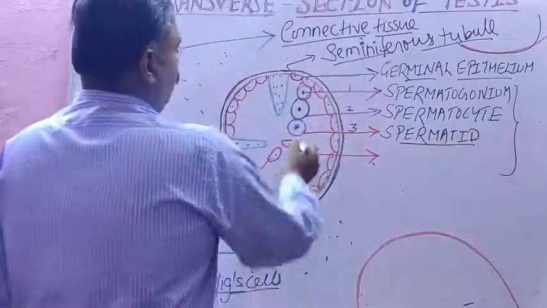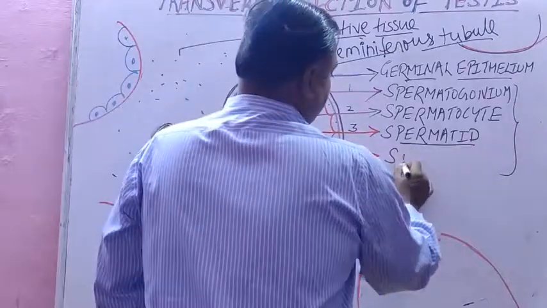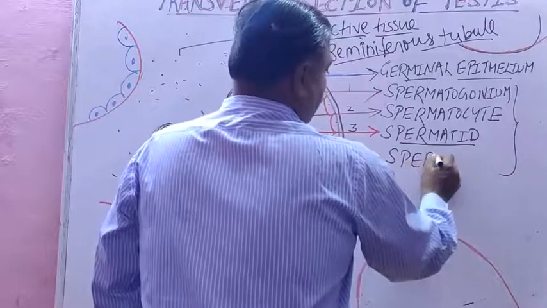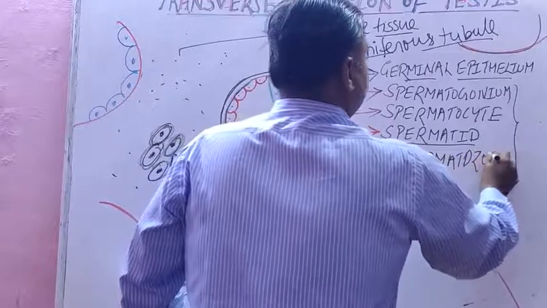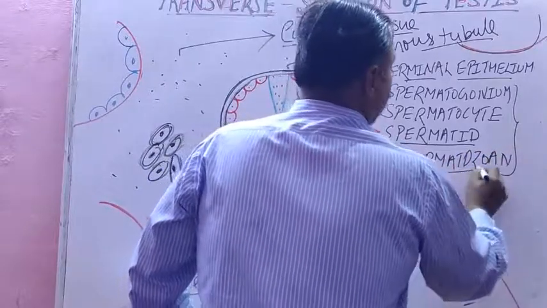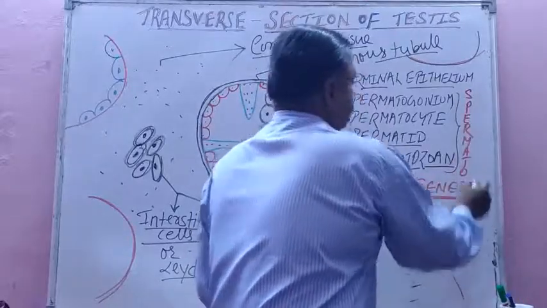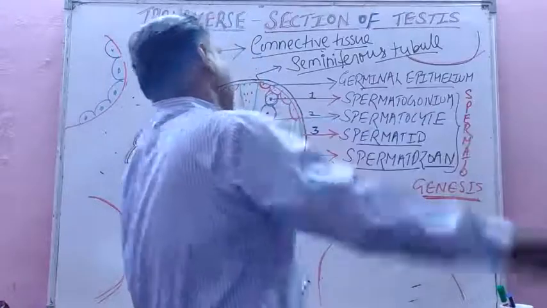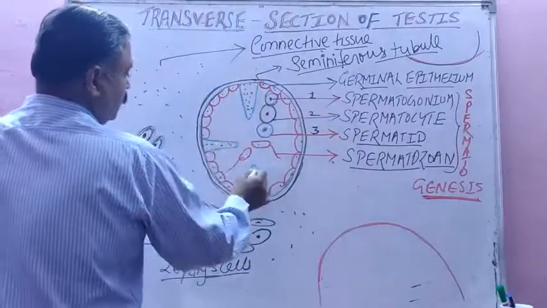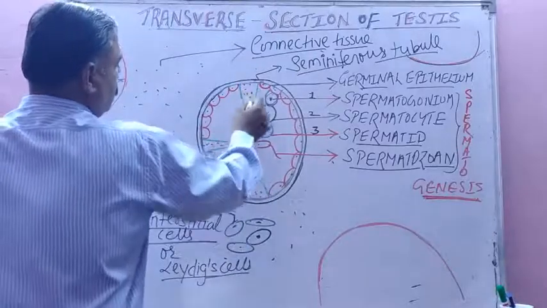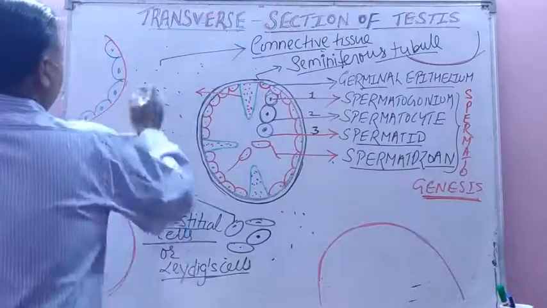Spermatid. And when this spermatid develops a tail, it becomes a mature sperm or spermatozoon, isn't it? Spermatogenesis. So we are studying this in detail in another question. And last but not least, students, you are seeing these conical cells. These are cells of Sertoli, or Sertoli cells.